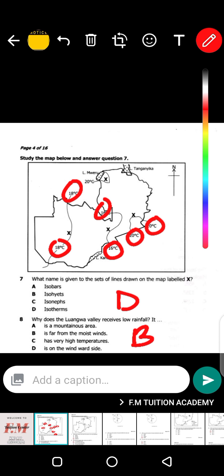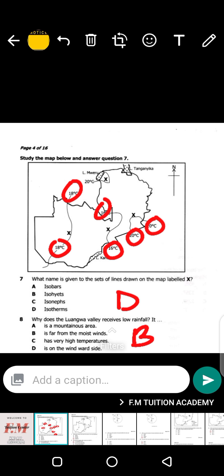Whenever an area, look at Luangwa Valley, receives low rainfall, it's because that area is far from the moist winds. What does the word moist mean? Moist means water. So 7 is D, 8 is B.